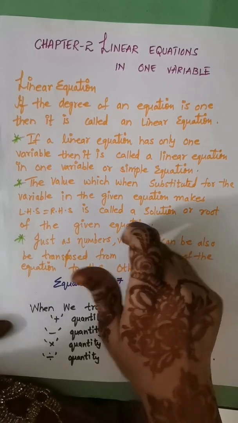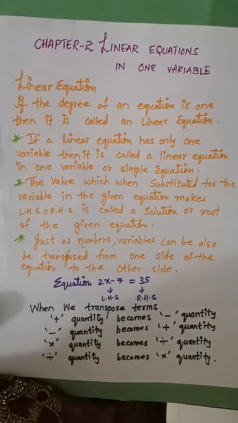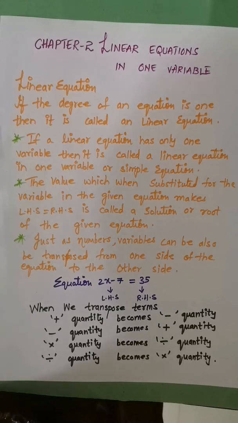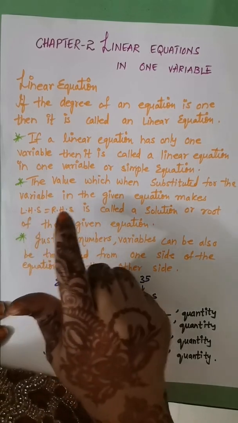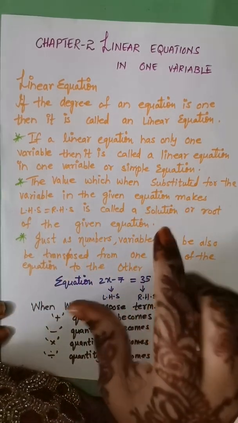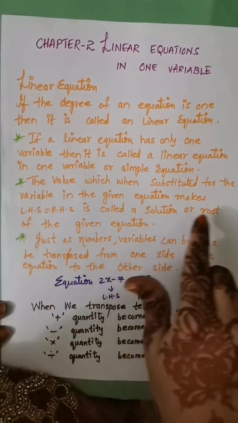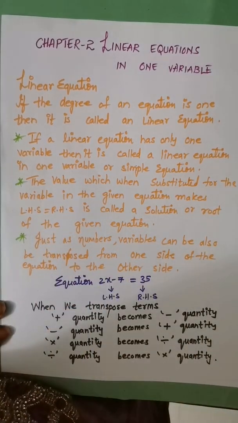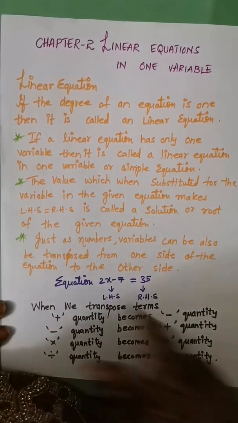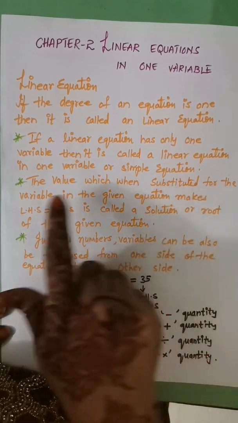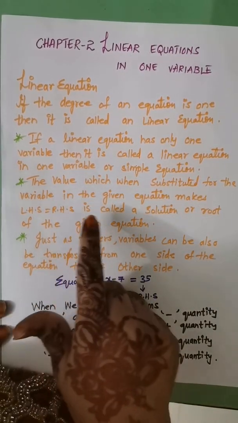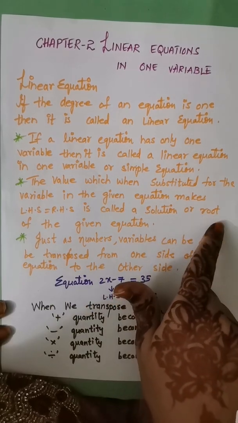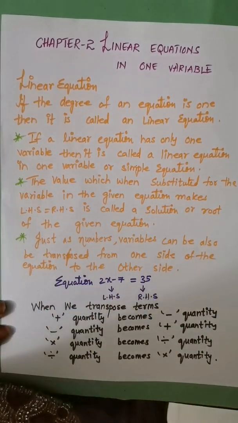Now the value which when substituted for the variable in the given equation satisfies it, that is, with that value LHS is equal to RHS, then that value is called a solution or root of the given equation. The value which when substituted for the variable in the given equation makes LHS equal to RHS is called a solution or root of the given equation.